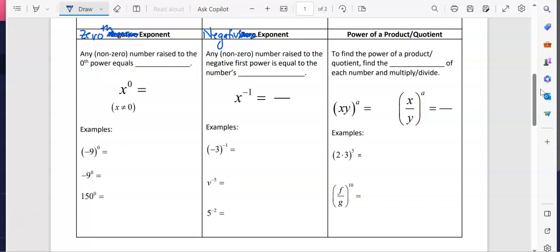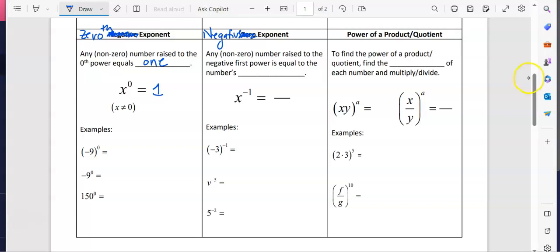So let's start with the 0th exponent. Any non-zero number raised to the 0th power equals 1. As long as my base x isn't 0, x to the 0th power is 1. I actually was doing some research. Some people say that 0 to the 0th actually is 1. I don't know if I actually agree with that, and there's a couple reasons why. But let's take a look at the behind the scenes reasons for why this is happening.